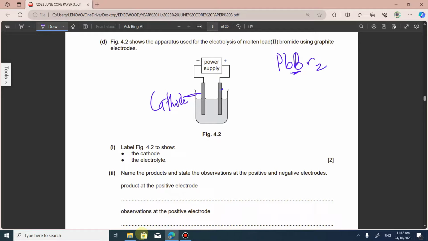But we are not actually labeling the anode anyway. And then it says the electrolyte. Of course, the electrolyte is simply the solution. Okay, so electrolyte.